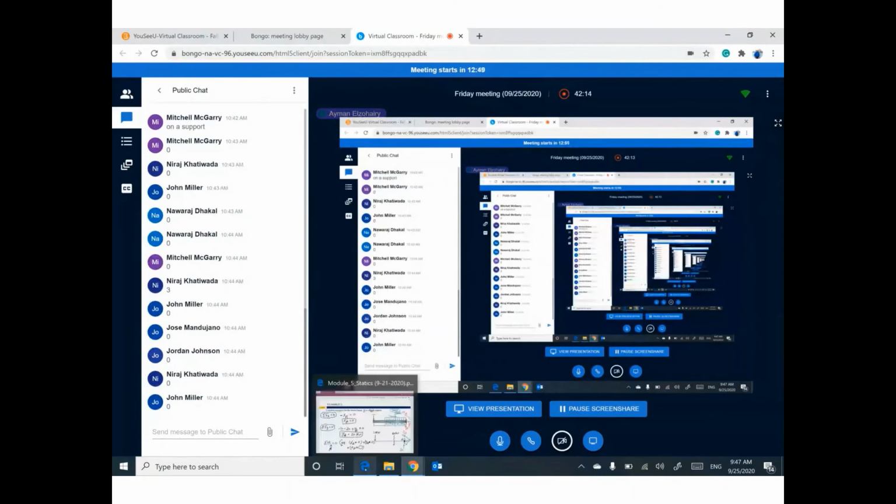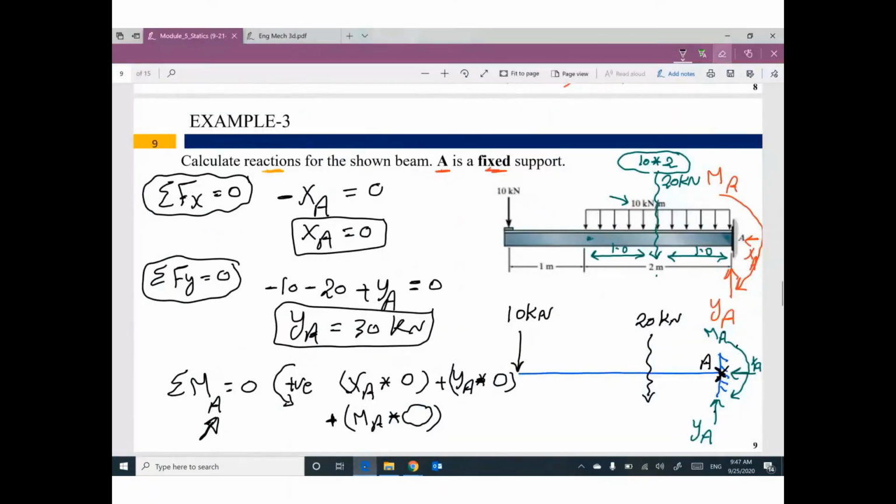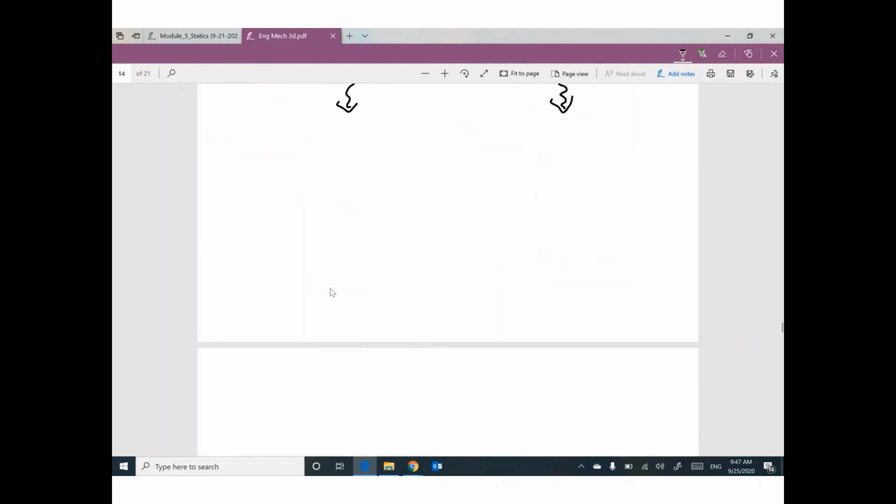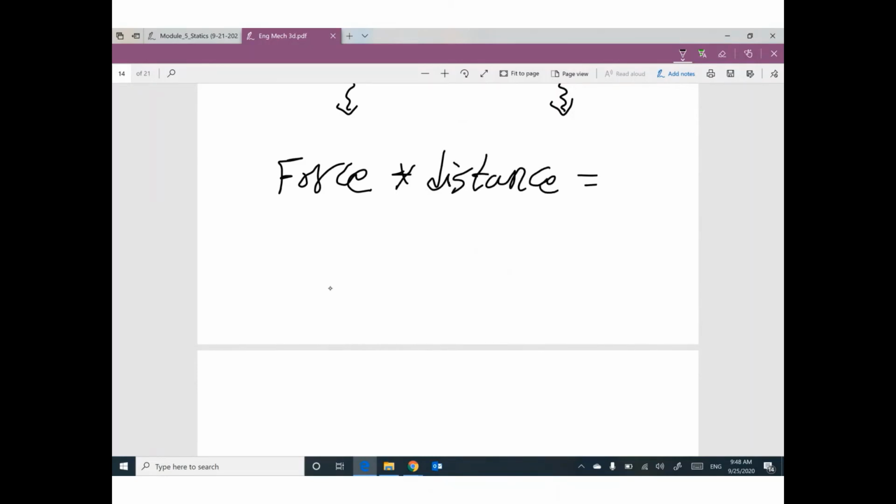I'm sorry, guys, all of you are wrong. This is a very tricky point. MA does not need a distance. Force, if you have a force, you need a distance to make moment. If you have force, you need distance to get a moment.